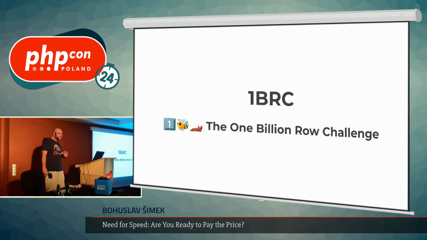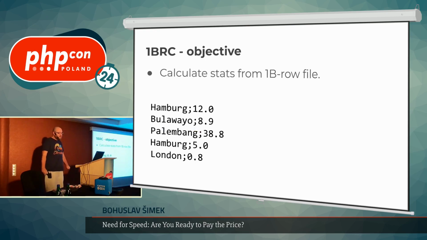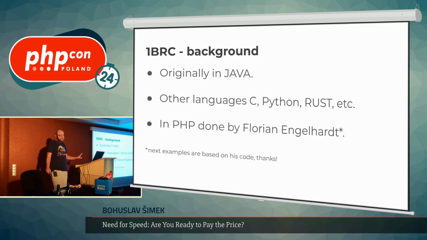Okay, but now for something a little more practical, but still connected with micro-optimization. We have here the 1 billion row challenge. And the objective is rather simple. We want to calculate stats from a file which has 1 billion rows. In those rows, we simply have the name of the weather station and temperature. That's all. This challenge was originally done in Java. Of course, other programmers joined in, and they tried their own solutions in their own languages.